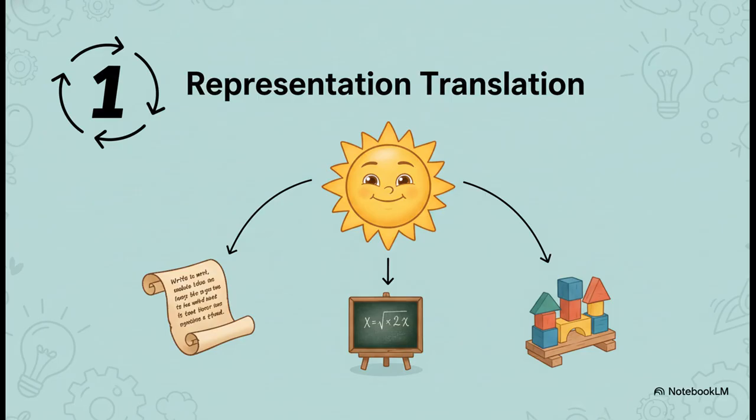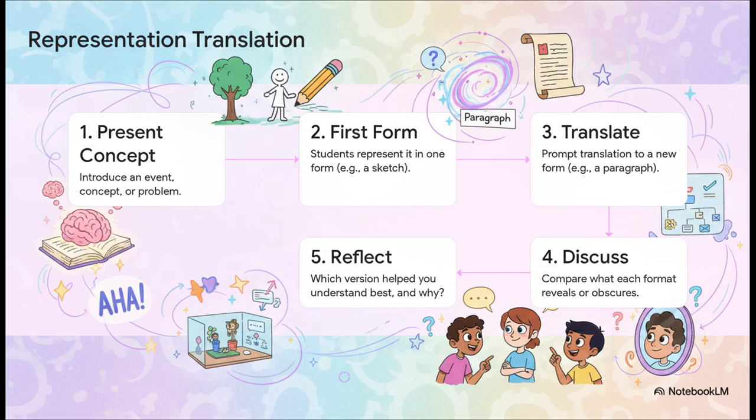The idea is simple, but wow, is it powerful. You're basically asking students to explain the exact same idea, but in a totally different format. So here's how it works. You give them a concept, they explain it one way. Maybe they write a paragraph. Then, here's the key, you say, great, now translate that into a drawing or a flowchart. The magic really happens in that final discussion when you ask, so, what did the drawing show us that the paragraph couldn't? That question forces them to think deeper, not just repeat what they already know.